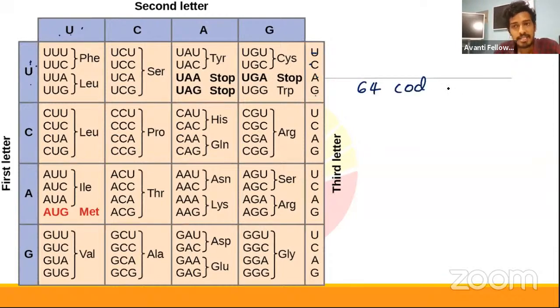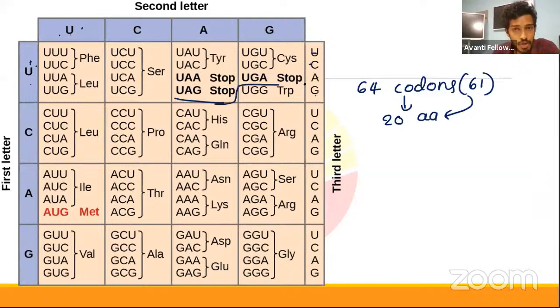In these 64 codons, how many code for amino acids? There are 20 amino acids. I can say 61 code for the 20 amino acids rather than 64. Why am I exempting 3? Because those 3 are called stop codons. The stop codons do not code for any amino acids.